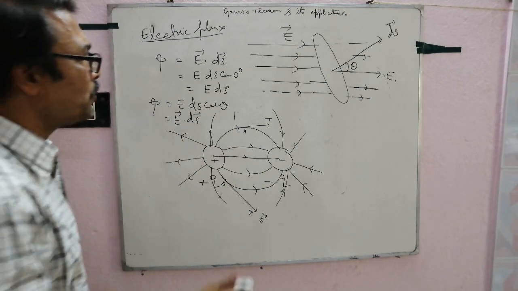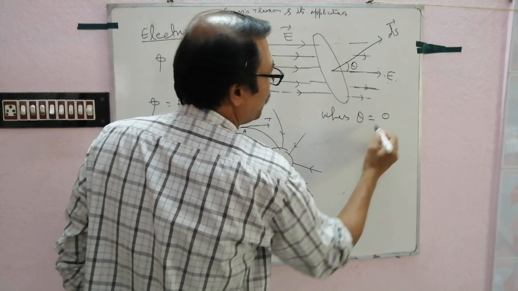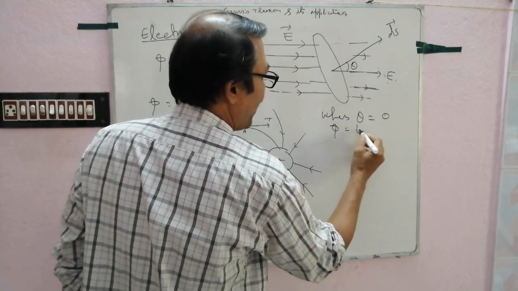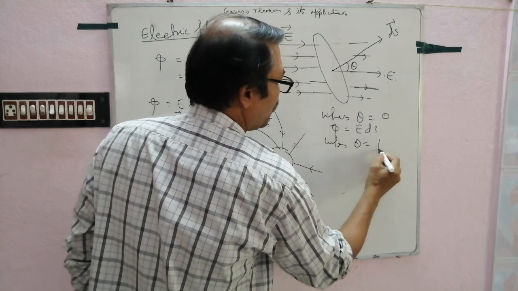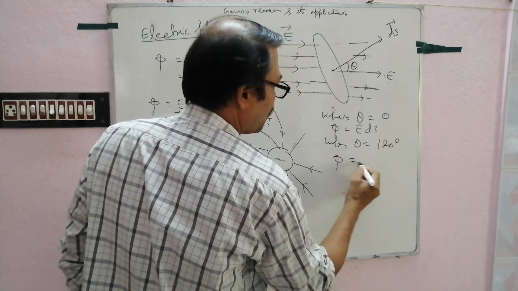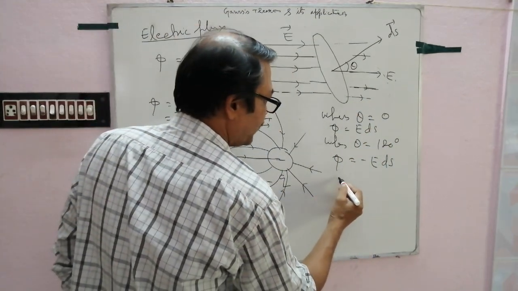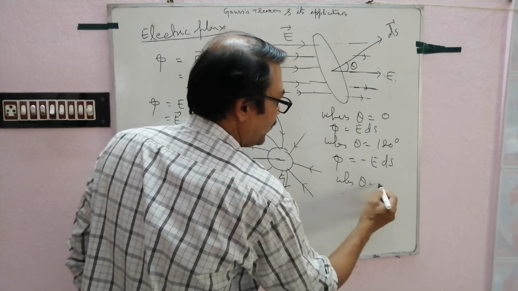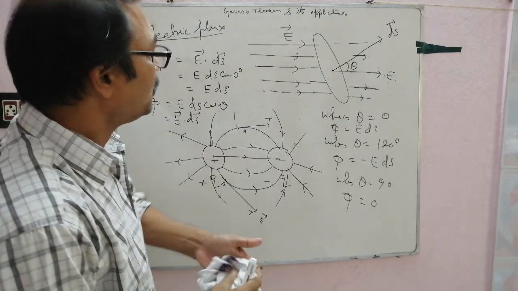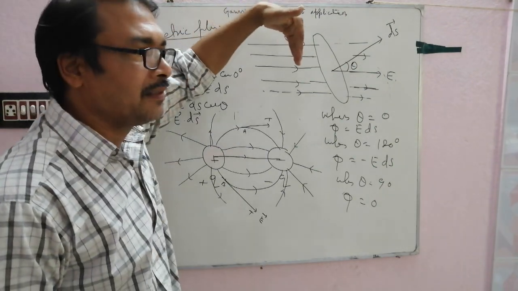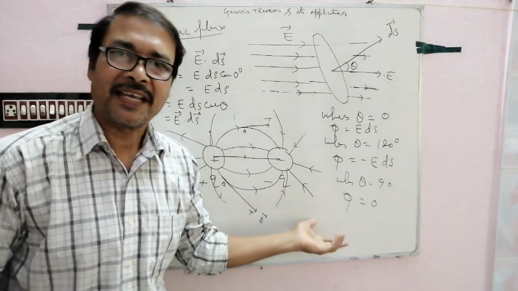When theta equals 0 degrees, phi is maximum, E dS. When theta equals 180 degrees, phi equals minus E dS. What is this? Negative. When theta equals 90 degrees, phi equals 0. Suppose the field and area are perpendicular to each other, then there is no flux linked with the area.